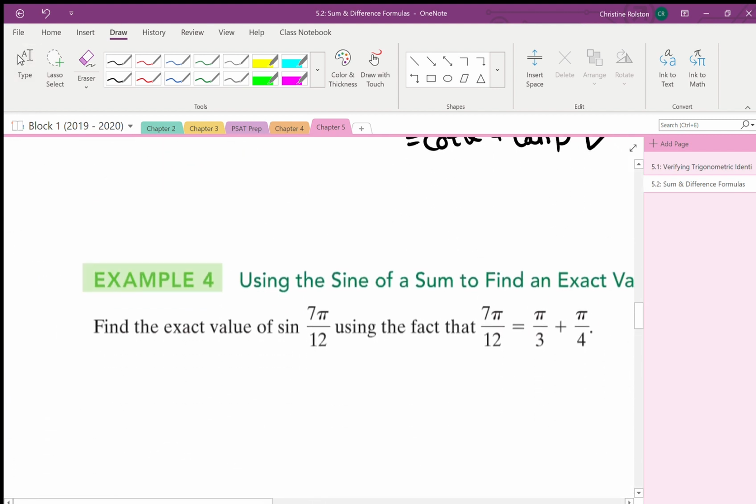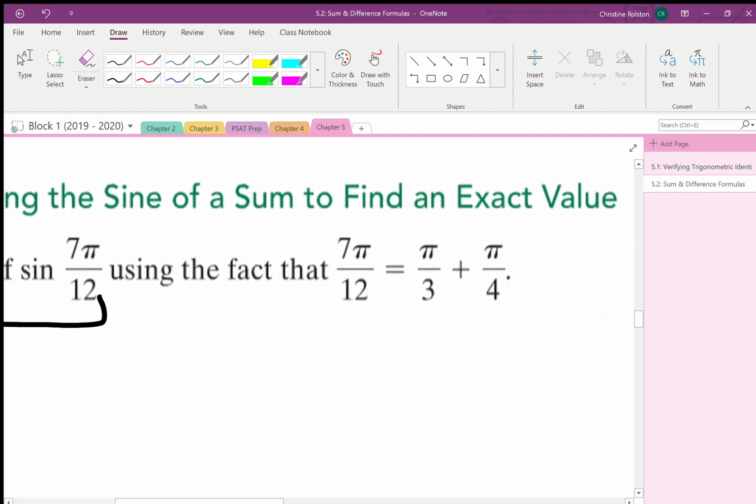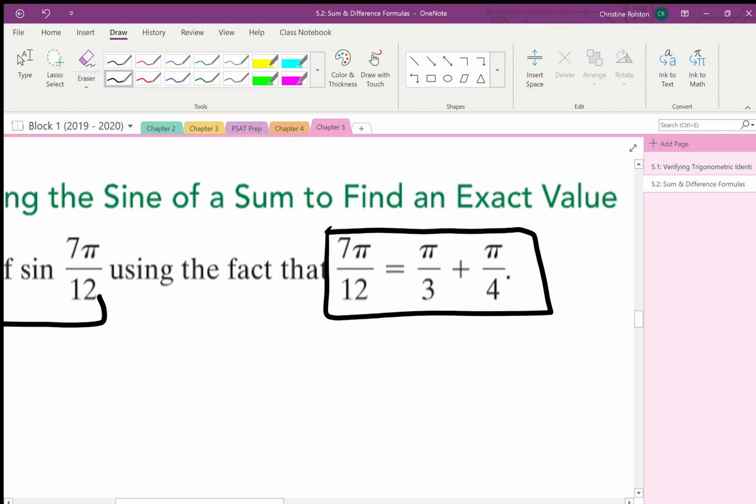Now, find the exact value of sine 7 pi over 12. Ew, they're in radians. But I was super nice in this problem and said, using the fact that 7 pi over 12 equals pi over 3 plus pi over 4. If you would like to change it to degrees to help yourself out, okay, but you need to keep them in radians. You need to get comfortable with them. They're not going away. Remember my story about college math? The radians don't go away.